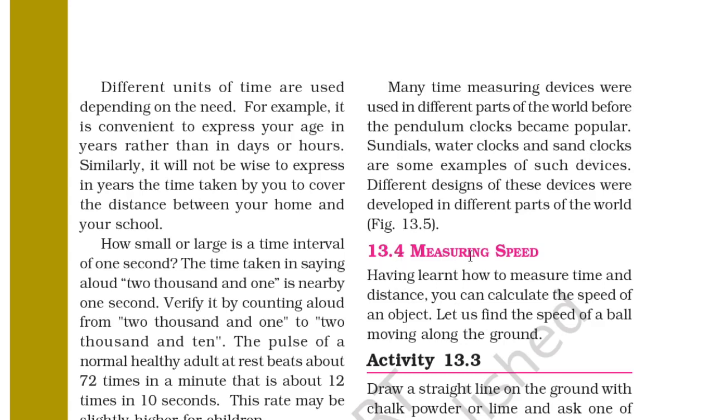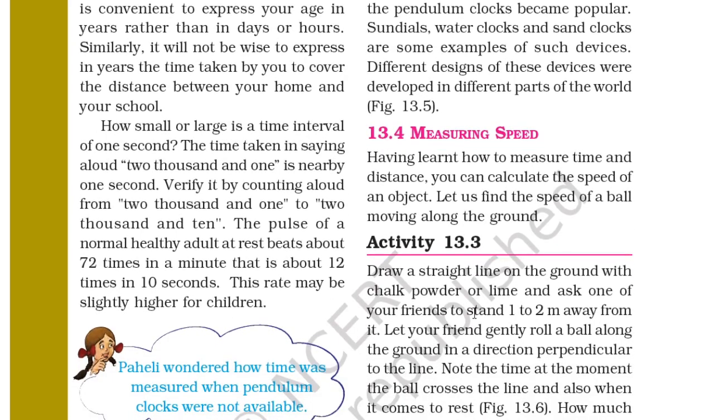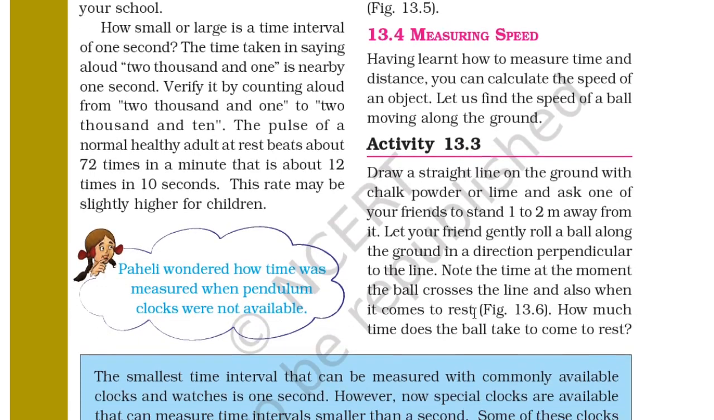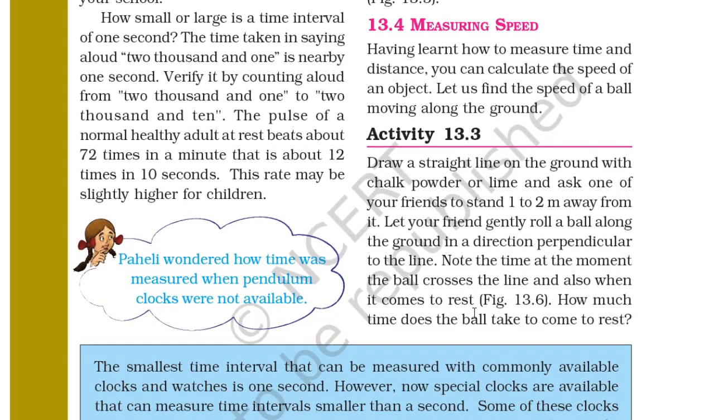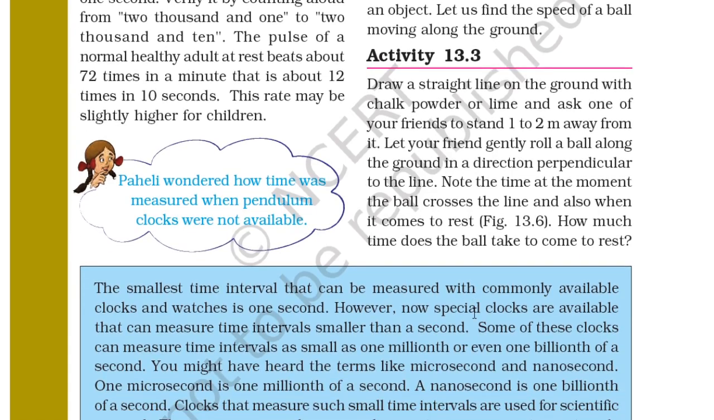13.4 Measuring speed. Having learned how to measure time and distance, you can calculate the speed of an object. Let us find the speed of a ball moving along the ground. Activity 13.3: Draw a straight line on the ground with chalk powder or lime and ask one of your friends to stand 1 to 2 meters away from it. Let your friend gently roll a ball along the ground in a direction perpendicular to the line. Note the time at the moment the ball crosses the line and also when it comes to rest, in figure 13.6. How much time does the ball take to come to rest?